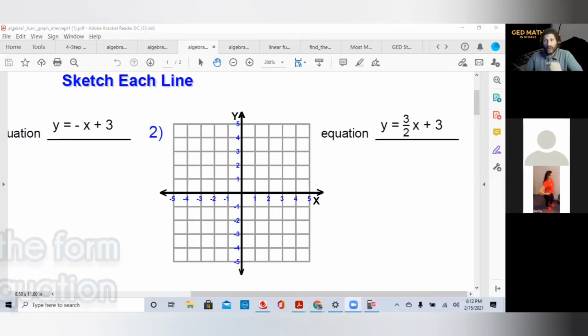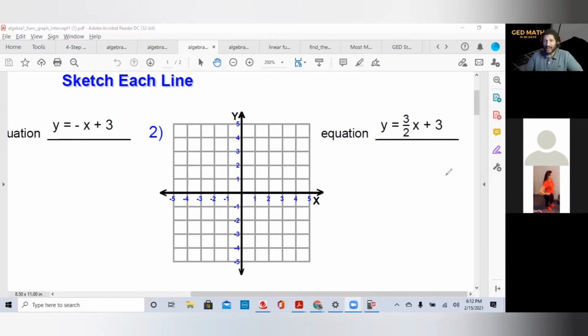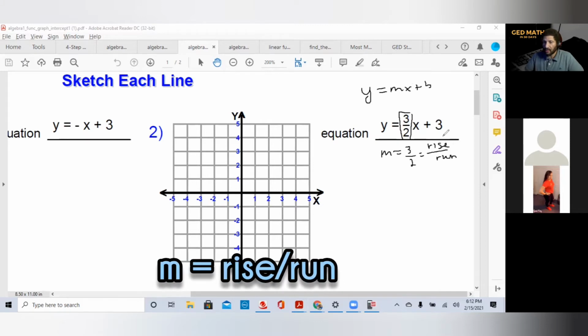Get in the habit of, when you see an equation, identifying whether it's slope-intercept form or standard form. So this is slope-intercept form, y equals mx plus b. Identify what's in front of your x. That's my slope, which is 3/2. Now remember, we can also figure out the slope as rise over run. My y-intercept is plus 3.